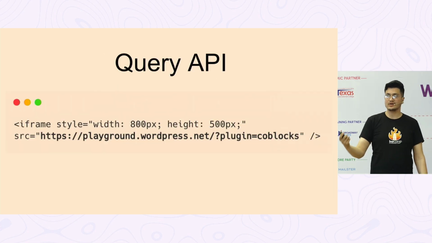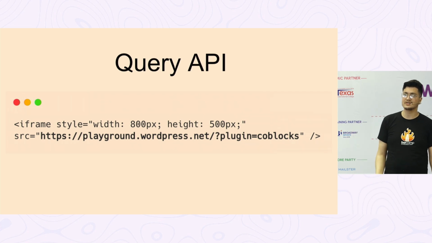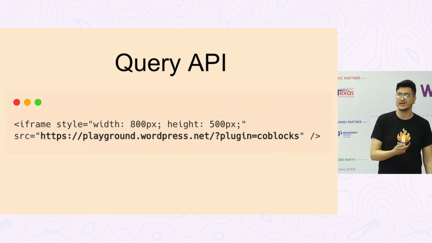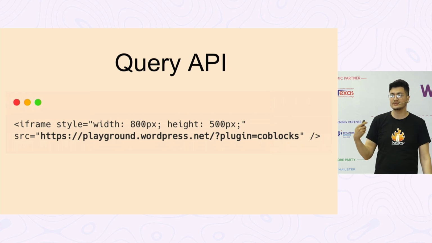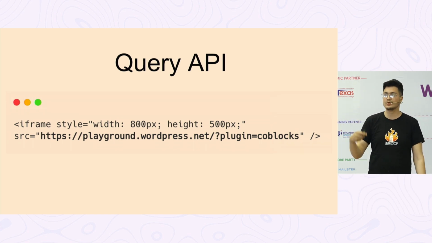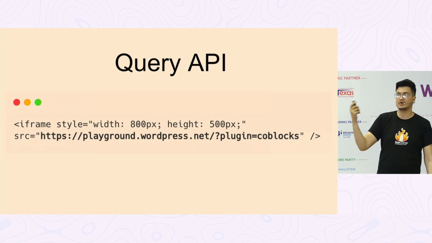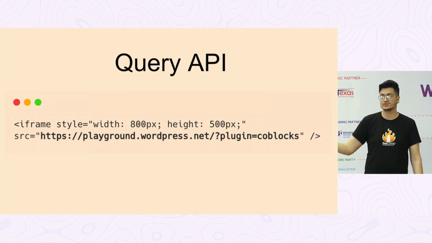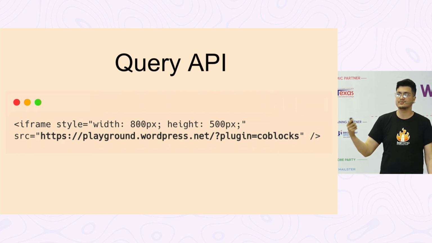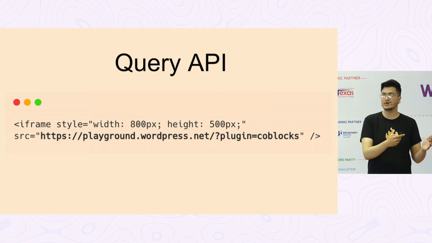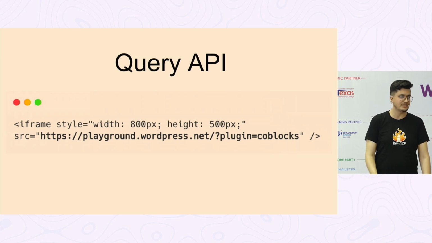Running a playground is not enough. You need to customize it. The first level of customization begins with the query API. What is the query API? They are simple query parameters that you pass to WordPress Playground. Suppose you want to install a plugin, you just give plugin equals something. If you want to install a theme, you give theme equals something. If you want to define the PHP version, you give PHP version equals something. So there are many options. You can see the documentation regarding that.